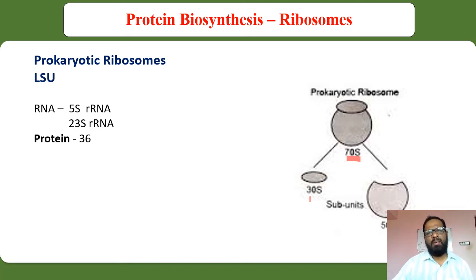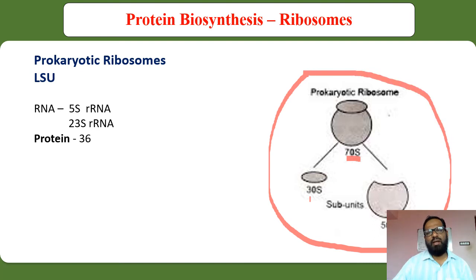In this way, this is the basic structure of the prokaryotic ribosome. The prokaryotic ribosome will be like this. It will have both the small subunit and the large subunit of the ribosome. Once it undergoes dissociation, it gets converted into two different components. One is called the 30S, the small subunit of the ribosome, and the second is the large subunit of the ribosome.